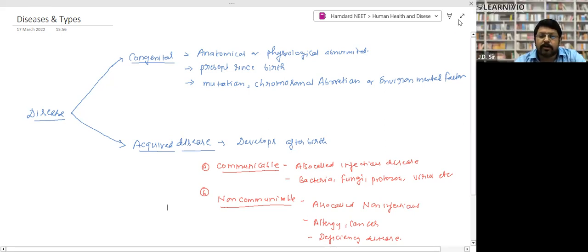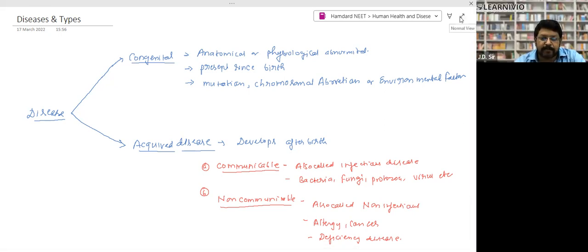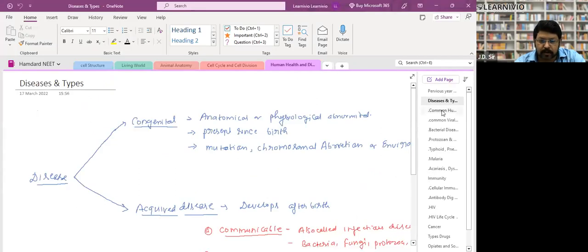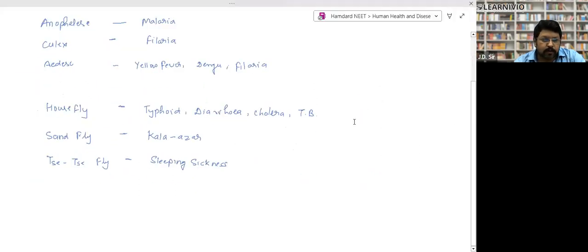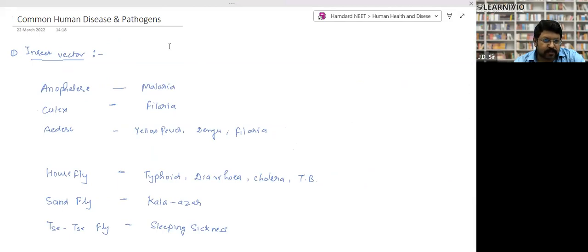Keep on noting down the points which you think are important for you. Now come to the next thing. The common human diseases and their pathogens. First, the vectors which spread diseases. Whatever is written on this screen, and whatever I say, please cram that. What is a vector?